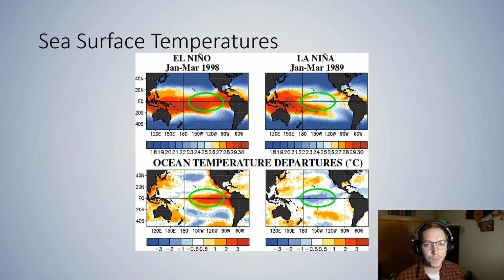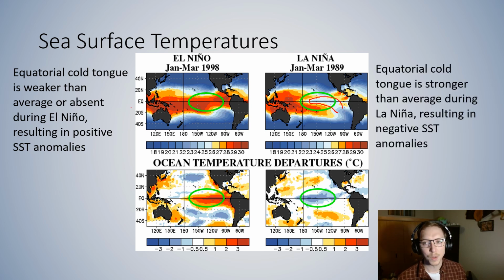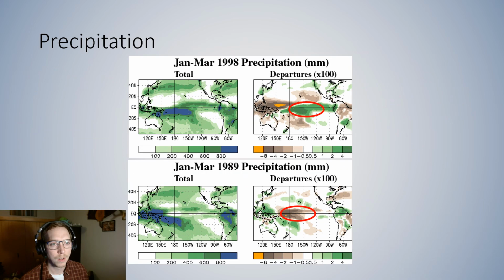Here we can see sea surface temperatures again. Just notice those broad differences from El Nino events to La Nina events. We can see that in 1998 and 1989. The equatorial cold tongue, as you could call it, is weaker than average or absent during El Nino, and that's kind of in reference to this feature right here, resulting in positive sea surface temperature anomalies. The equatorial cold tongue is stronger than average during La Nina events, resulting in negative sea surface temperature anomalies.